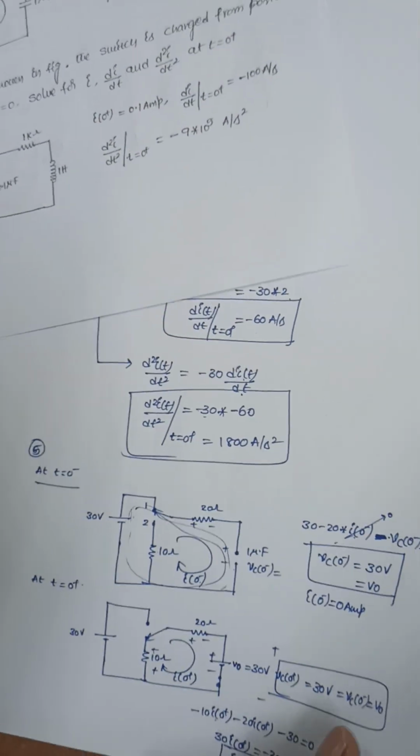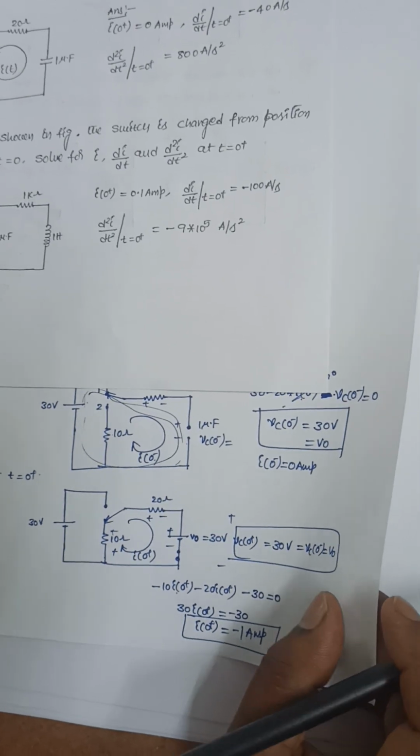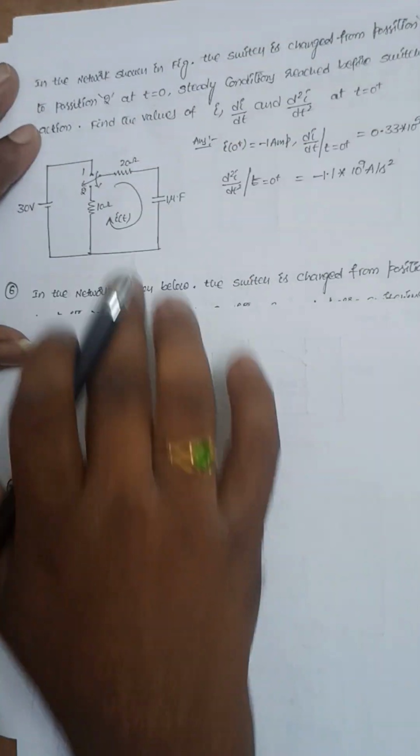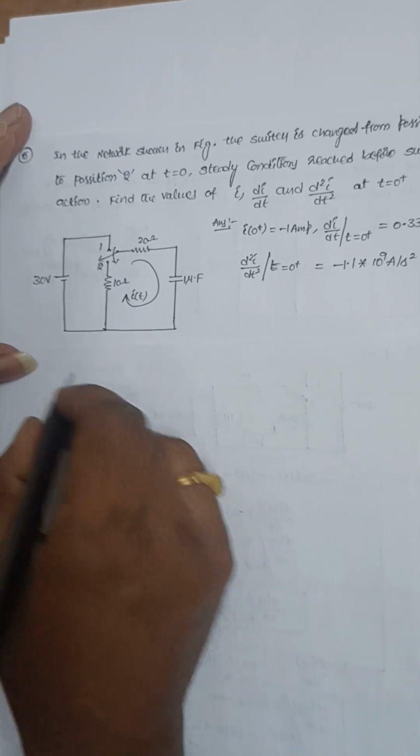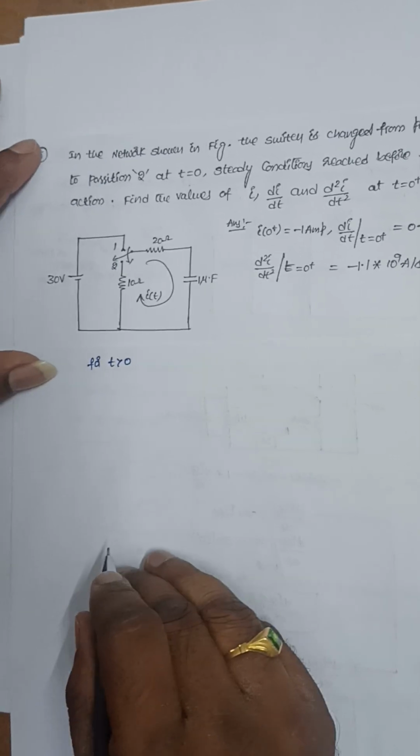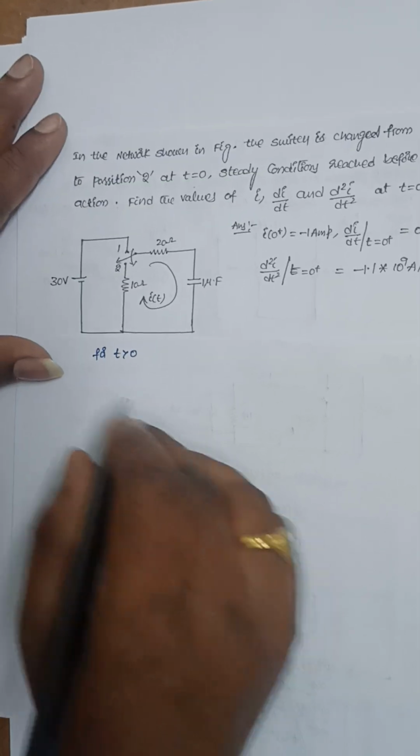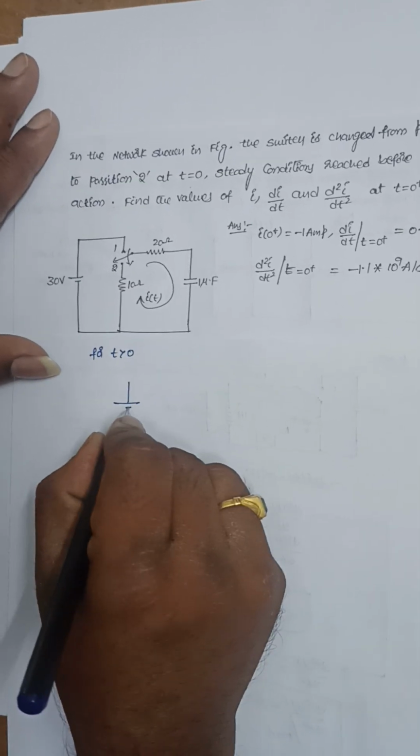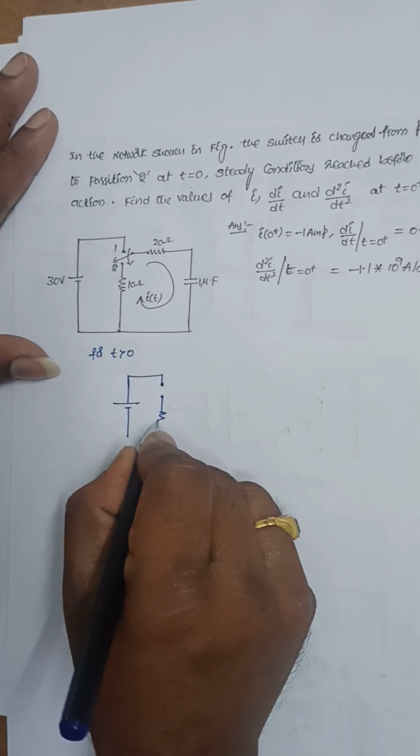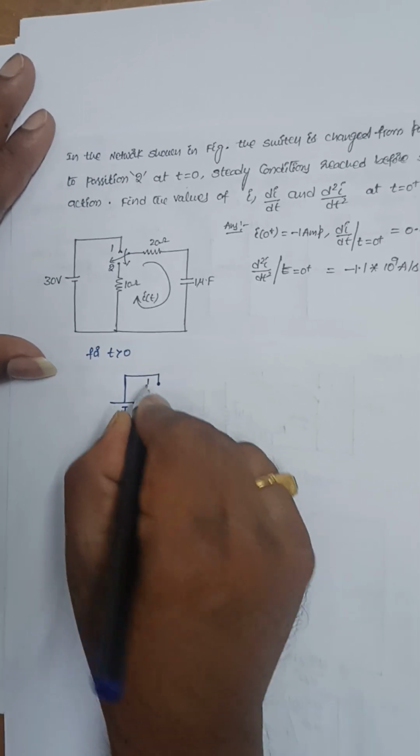Next, to find di of t by dt and d square I of t by dt square, I need to draw this circuit for t greater than 0. So for this problem, I need to draw the circuit for t greater than 0. I can draw the circuit like this. It is 10 ohms, position 2, position 1.